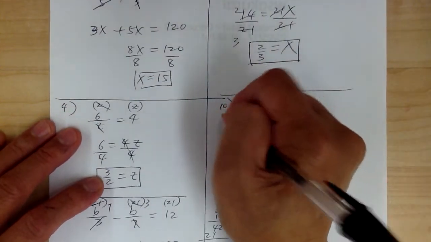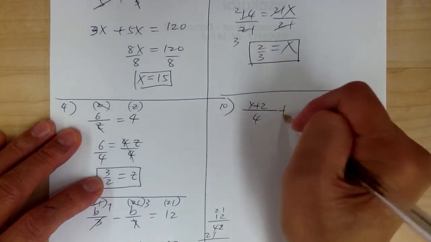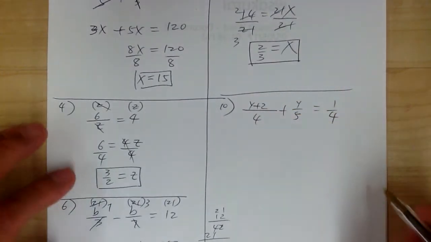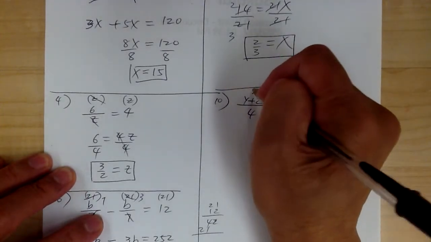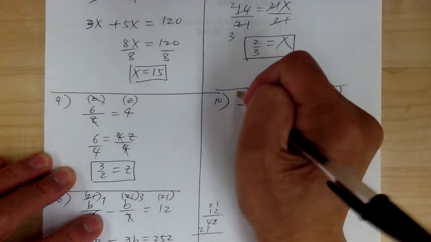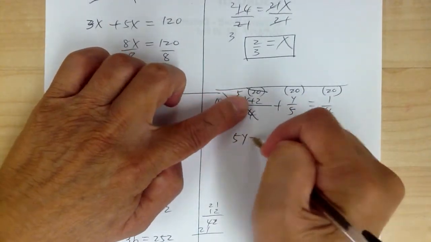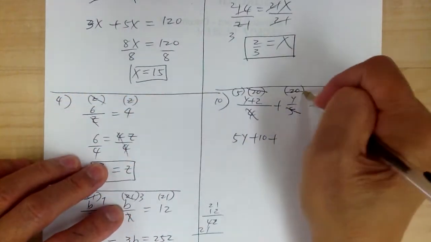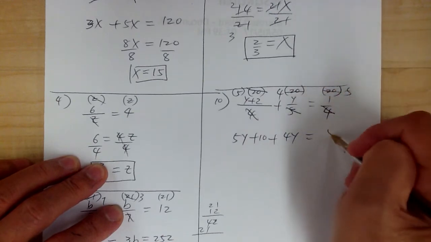Okay, number 10, you have y plus 2 over 4 plus y over 5 equal to 1 over 4. Okay, so your common denominator is 20, so multiply everything by 20. So this cancels out, so you get 5. So now when you multiply, you have to distribute. So you get 5y plus 10. Make sure you distribute. Okay, plus 5 and 20 cancel out, so you get 4. So you're going to get 4y over here. This one cancels, you get 5.